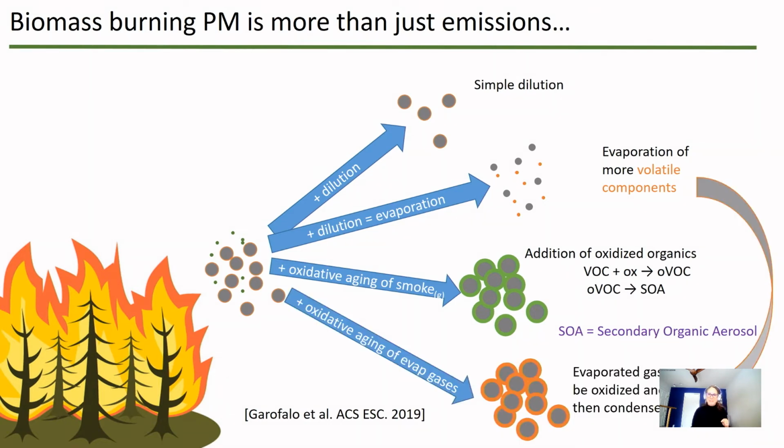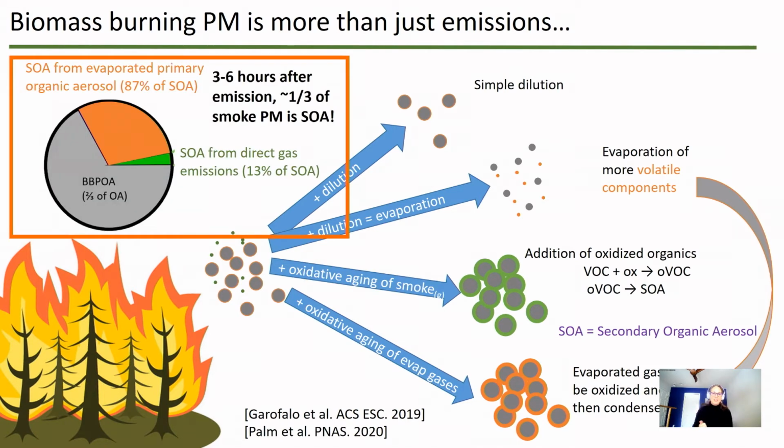Okay, the last thing that can happen is that, if you remember, we had dilution-driven evaporation that released a series of volatile components. Those can also be oxidized and then condense. Brett Palm at the University of Washington did a really nice analysis of all of the trace gas and particle data collected in this project and showed that even within just a few hours after emission, about a third of the particulate matter from smoke was actually secondary organic aerosol. And the bulk of that was driven from that evaporated primary aerosol: dilution-driven evaporation, then reacting to do chemistry and form SOA.